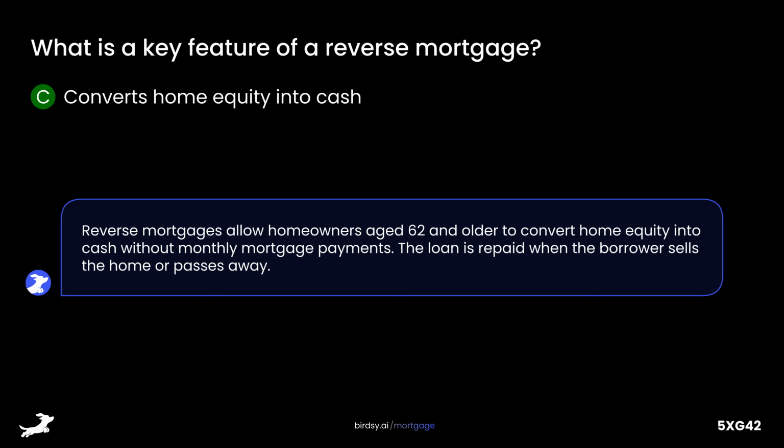Reverse mortgages allow homeowners aged 62 and older to convert home equity into cash without monthly mortgage payments.